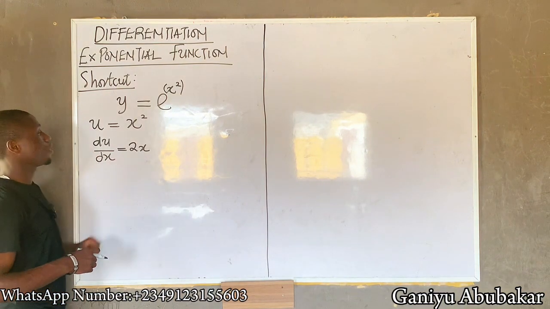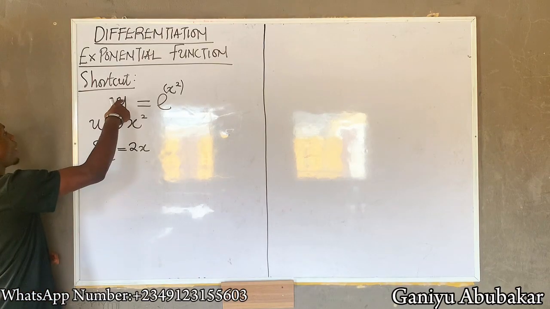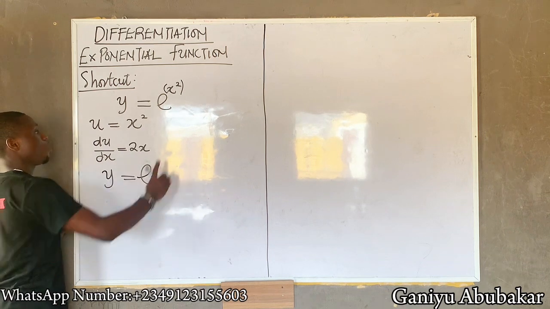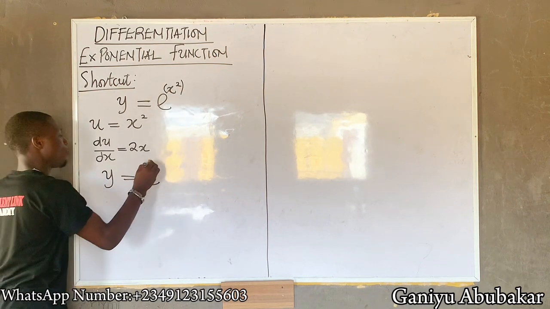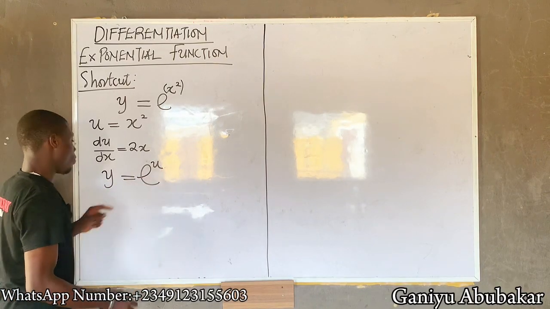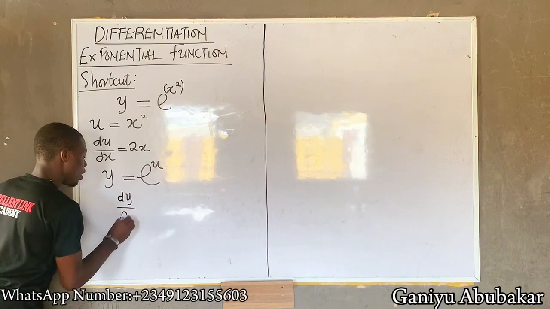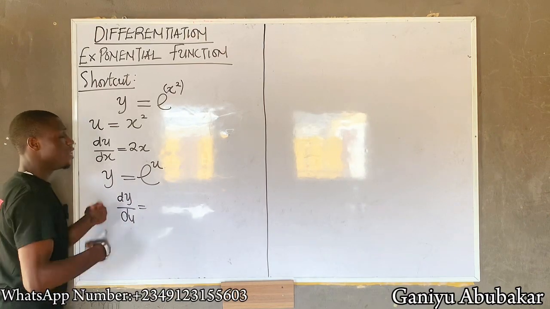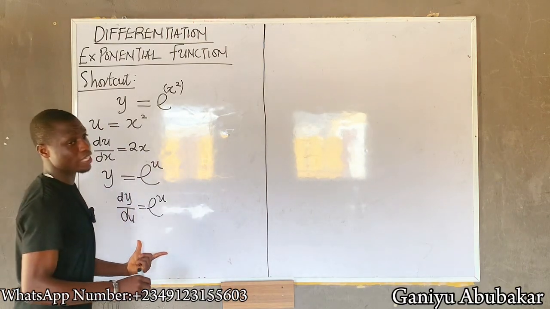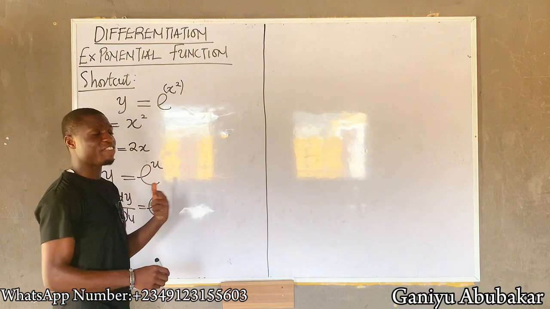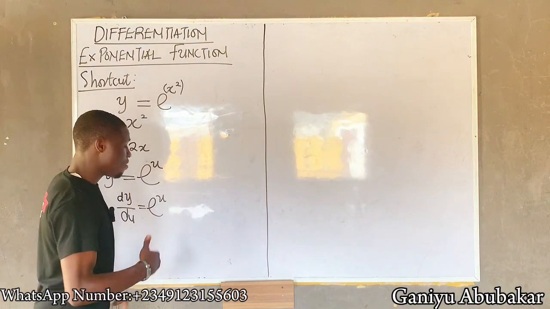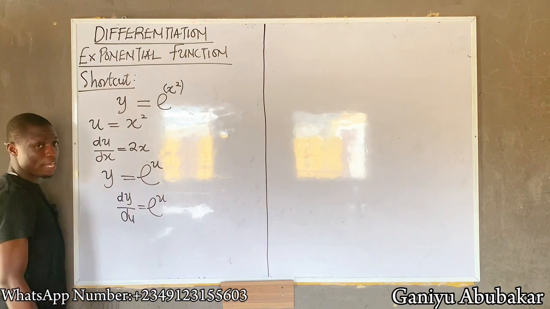Alright, I'll have 2x. Next up, we have that y is equal to exponential of what we just called x squared, which is u. So I'll put u here. Differentiate y with respect to u. I'll have dy over du equal to exponential u, as discussed in our last class. Last class we said if I differentiate exponential x, I'll still have exponential x. Similarly, if I differentiate exponential u, I'll still have exponential u.